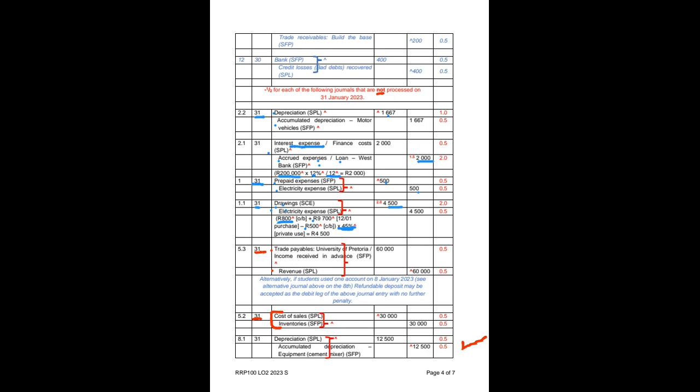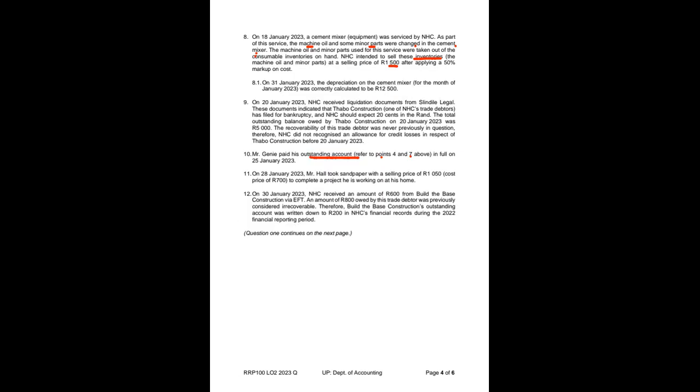Now, let's have a look at 9. So 9 says we've received liquidation documents from Sandile Legal. These documents indicated, right? We've received the documents. Notice what have we received? The documents, because I noticed there was an error that a lot of students made. We've received documents from Sandile Legal. Tabo Construction, one of our debtors, has filed for bankruptcy, and we should expect 20 cents in the rand.